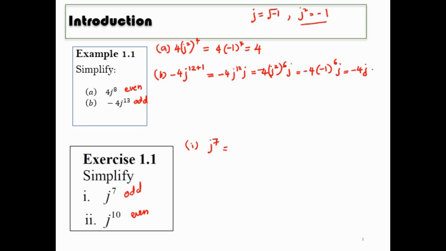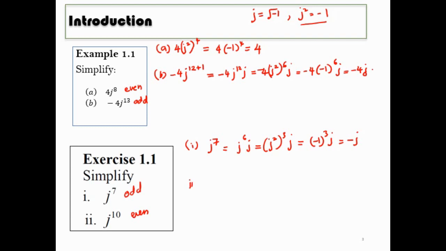Again, it will be j to the power 6 times j. You need to separate the one j to make the power even, and then we divide by 2. So it becomes power 3 there. So j squared equals negative 1, to the power 3, times j. Negative 1 to the power 3 is negative 1. So the answer is negative j.